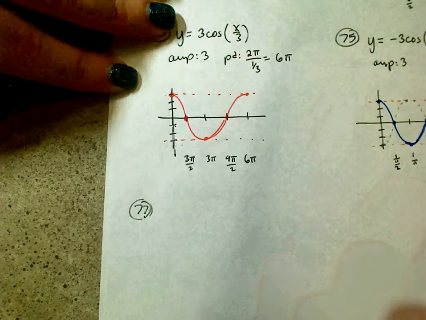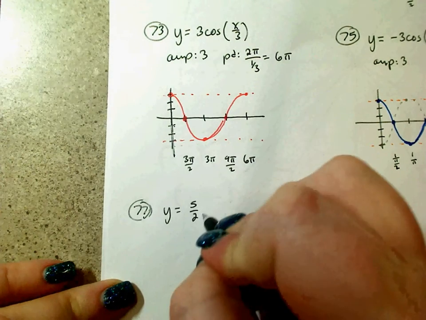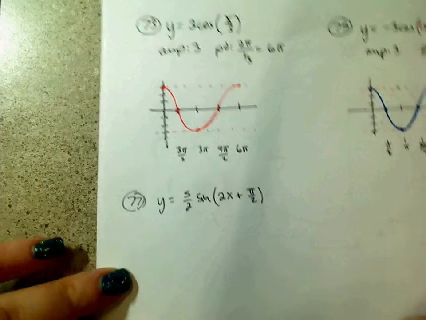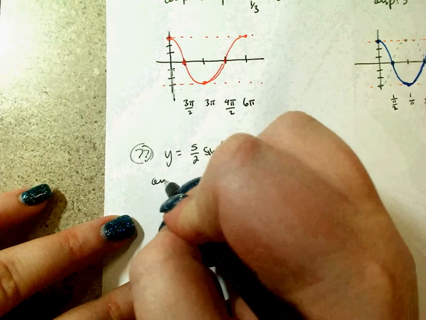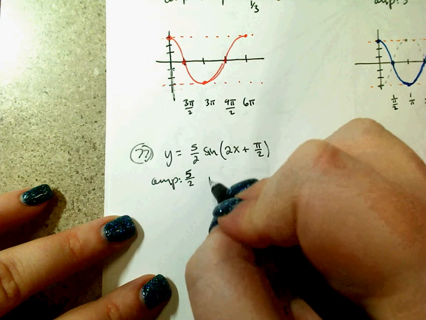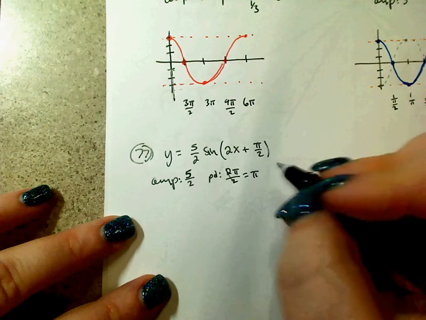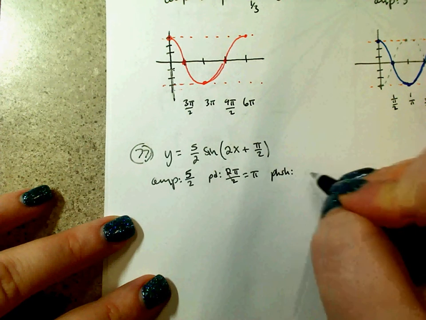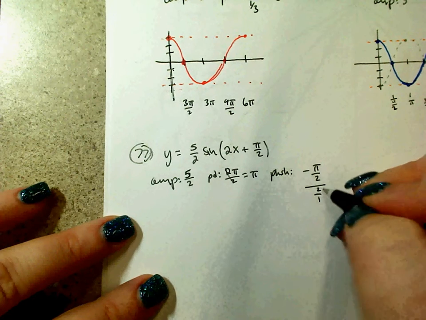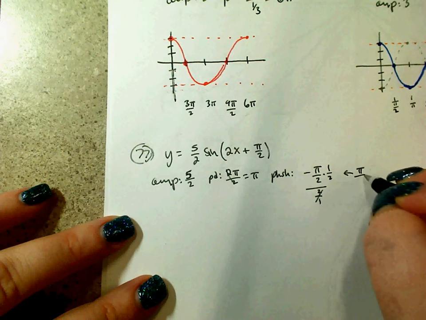Okay. So 77 is y equals 5/2 sine of 2x plus pi over 2. So I know that I've got an amplitude of 5/2, a period of 2 pi divided by b, which is 2, so a period of pi, and a phase shift of negative c over b, which is 2 over 1, which means multiplied by 1/2, right? So that means I'm going to go left pi over 4.